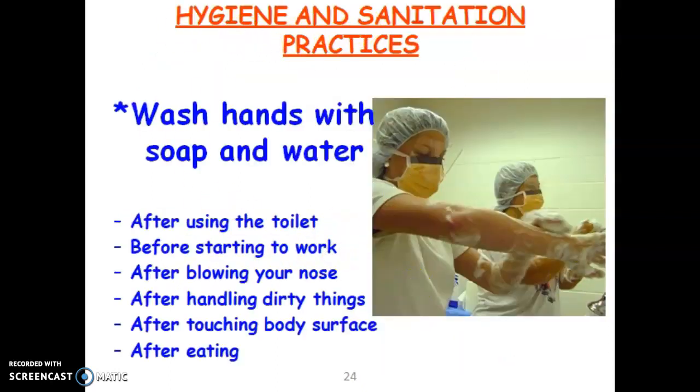Hygiene and sanitation practices, very basic and important practices: washing our hands with soap and water. So we have to do it after using the toilet, before starting to work, after blowing your nose, after handling dirty things, after touching the body, skin, and after eating.